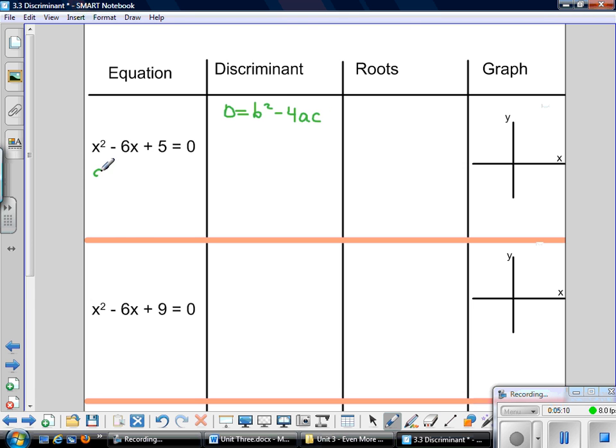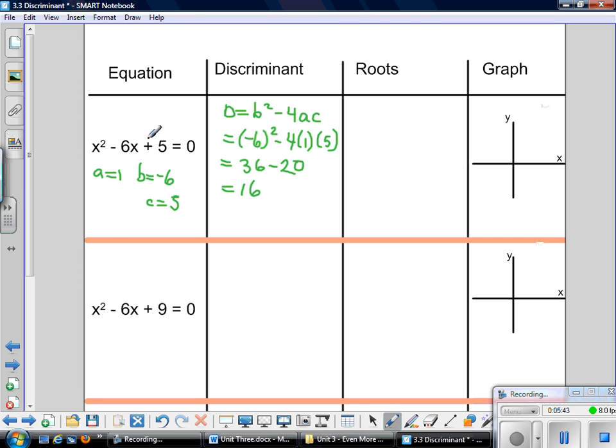I can see my a here is 1, my b is -6, and my c is 5. So I'm going to substitute these values into our formula, and we would end up with -6 squared, which will come out as a positive answer, 4 times 1 times 5. So when I do that, I end up with 36 minus 4 times 1 times 5, which would be 20. So I end up with 16.